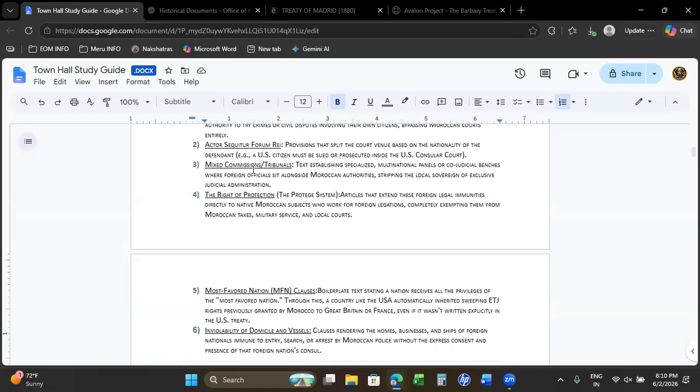Okay, so we went into it, it's kind of like mitosis, what we're looking at here. It's growing and growing into something else. Okay, so splitting. Remember how I said stripping the local sovereign of exclusive judicial administration. Stripping. You've got to share, right? So it goes to say, okay, well, since we're sharing here, we have to clarify more about who is governing what. So it says articles that extend these foreign legal immunities directly to the native Moroccan subjects who work for foreign legation, completely exempting them from Moroccan taxes, military service, and local courts.